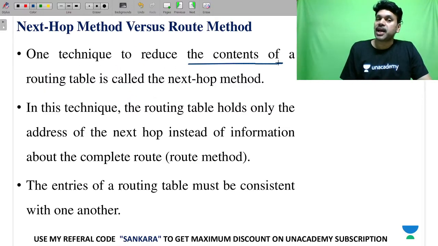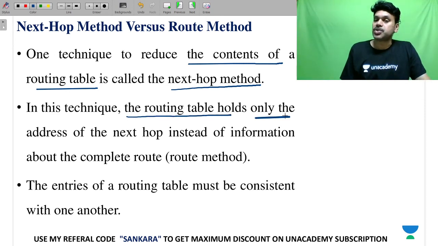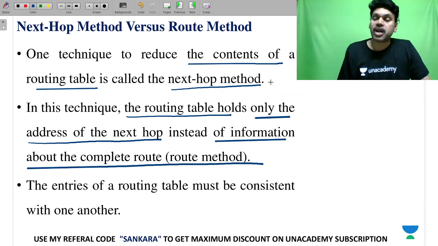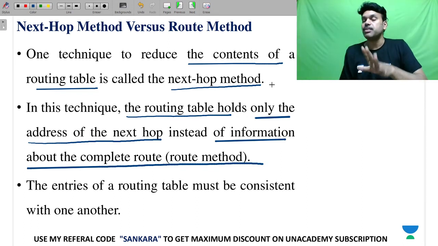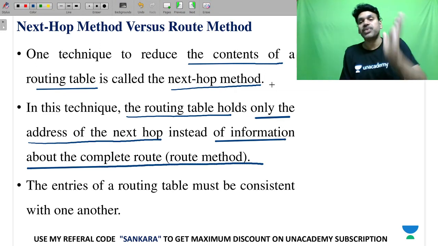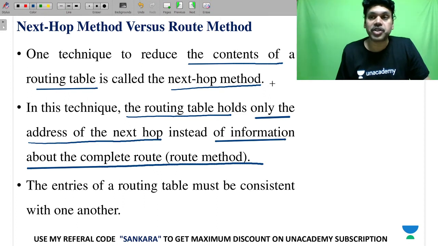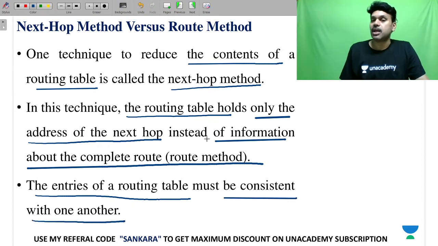So to reduce the contents of the routing table is called the next hop method. The routing table holds only the address of the next hop instead of the information about the complete route. So we are not interested in the complete route. Our main focus is who is next, my immediate neighbor. I will give it to him, he will forward the packet to somebody else. It is a hop to hop exchange of your packet. Okay. So the entries of the routing tables must be consistent with each other.